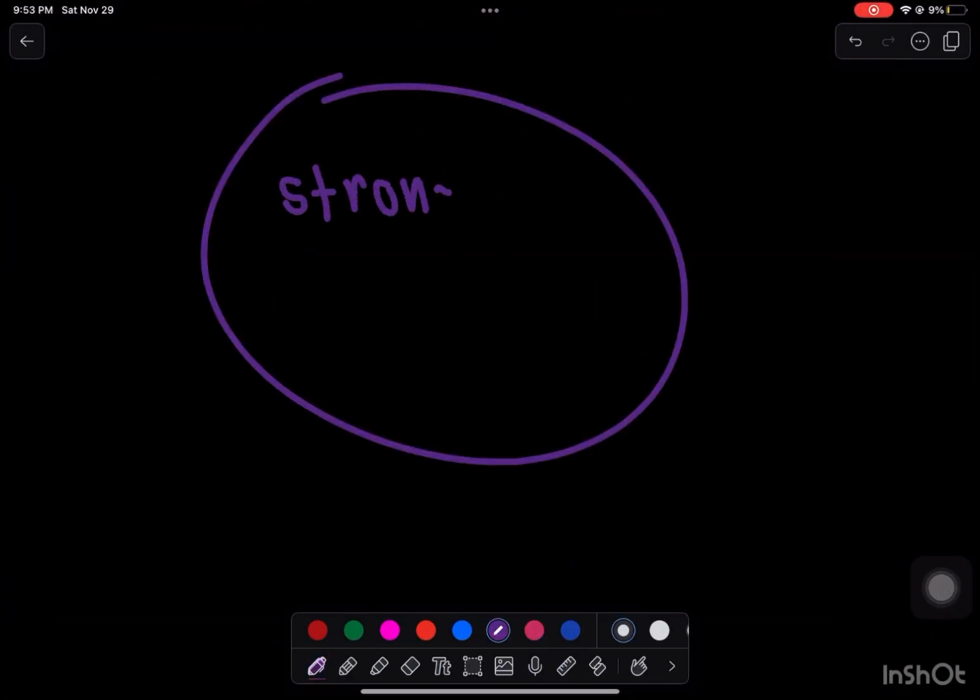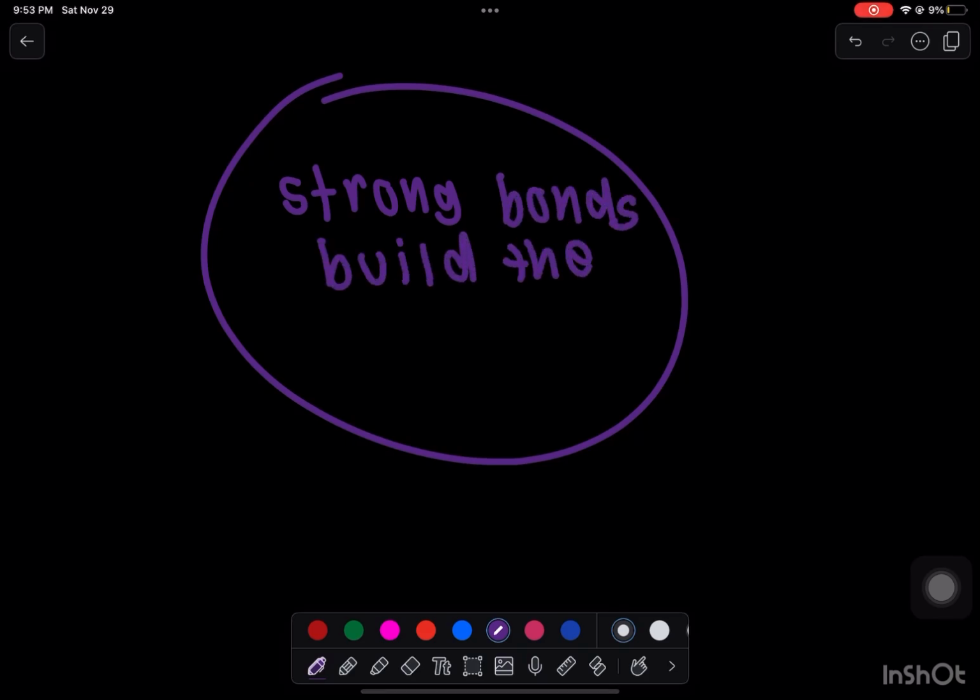All in all, the main idea is that the strong bonds, like I mentioned before, build the molecules together, but the weak interactions decide how these molecules behave in real life.